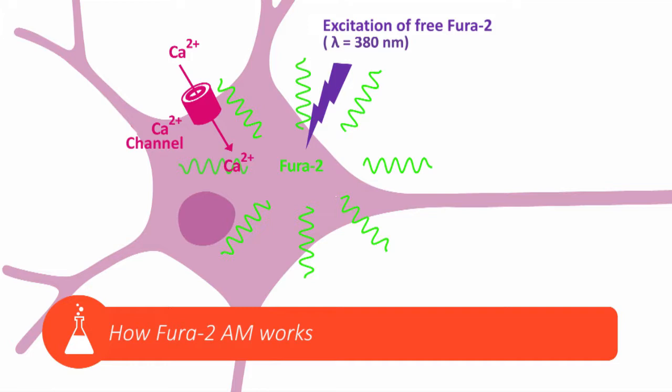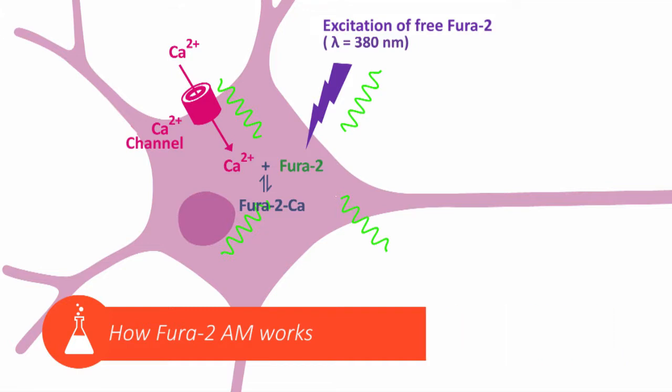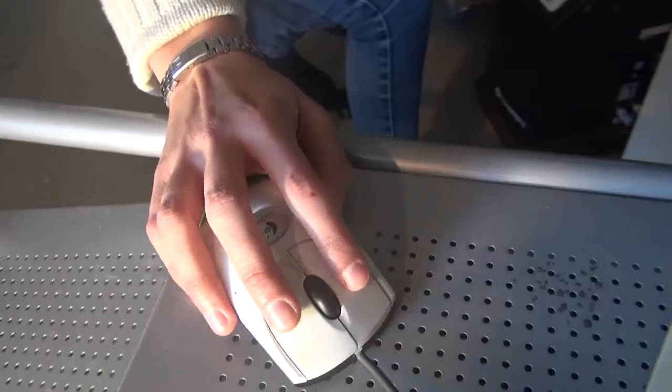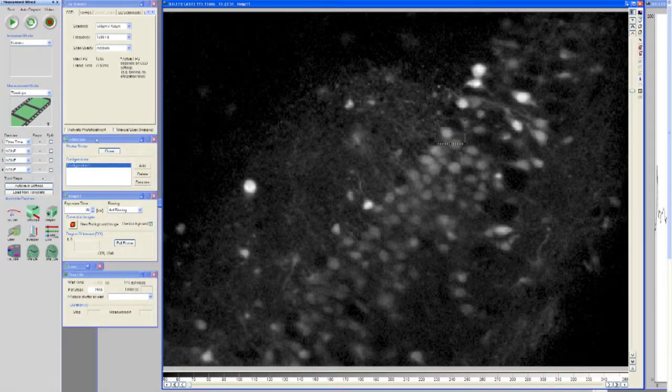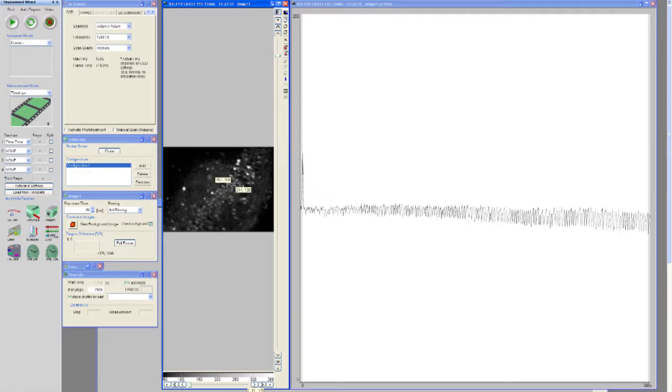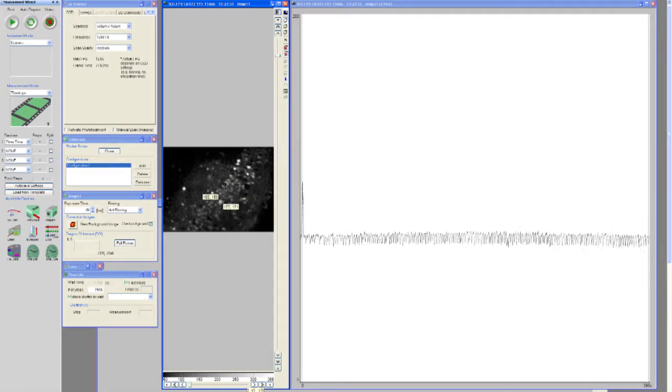These calcium ions enter and bind to the Fura-2 calcium indicator, and in this configuration, the Fura-2 molecule is no longer fluorescent. When we excite the Fura-2 molecule with this laser, we record variations in the fluorescence produced by this molecule that depend on whether or not it is bound to calcium. A recording of these variations in fluorescence in every neuron in the field, both in space and time, is an indirect reflection of neuronal activity.